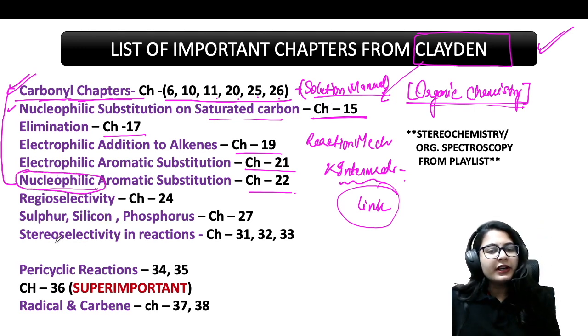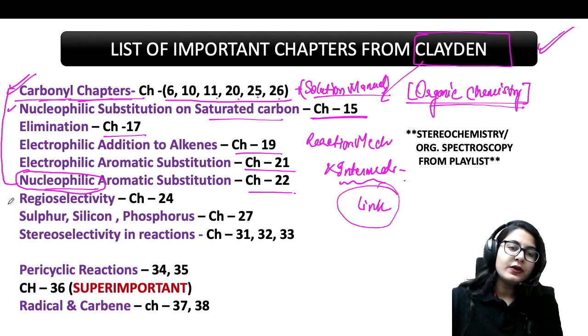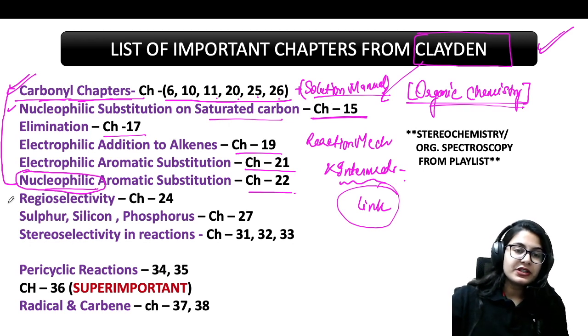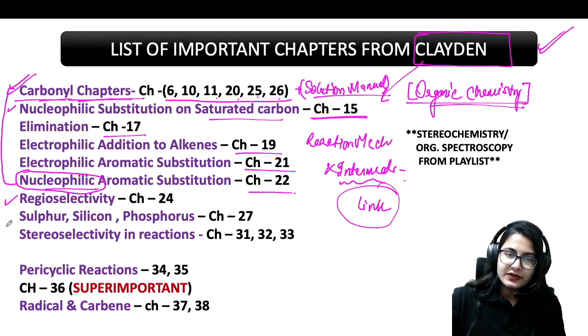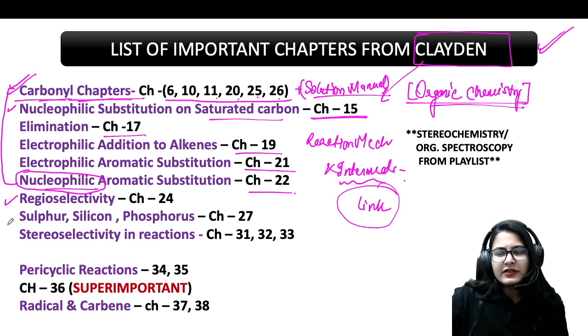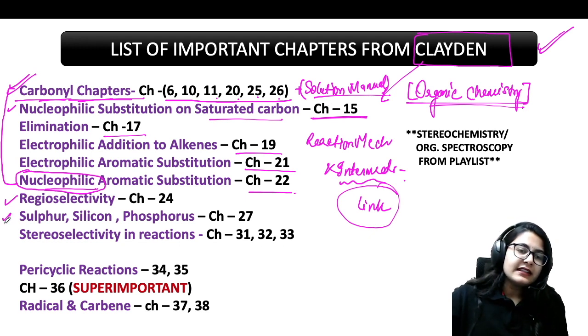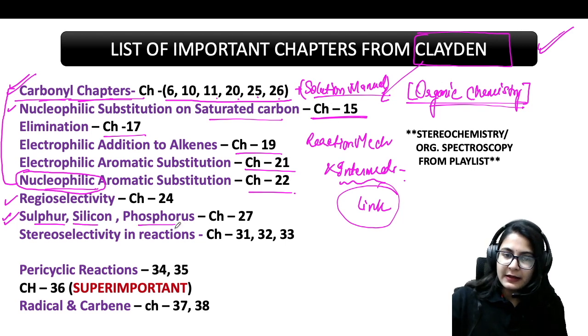Right, now what? After that, you have to go through some chapters which are very important for the questions for CSIR NET, like regioselectivity, chemoselectivity also. And this chapter is super, super important: sulfur, silicon, and phosphorus chemistry, chapter 27. I have also discussed this one. You can visit the playlist.